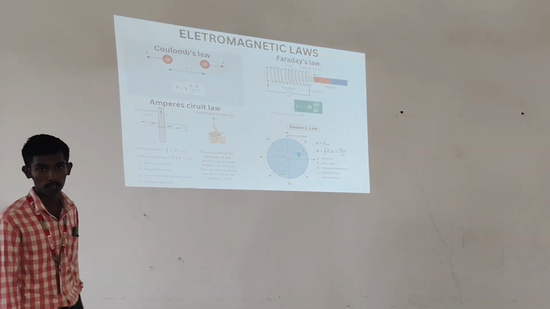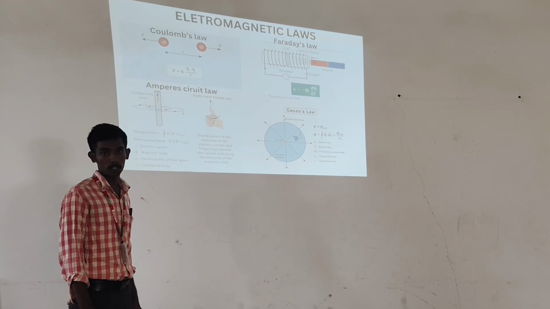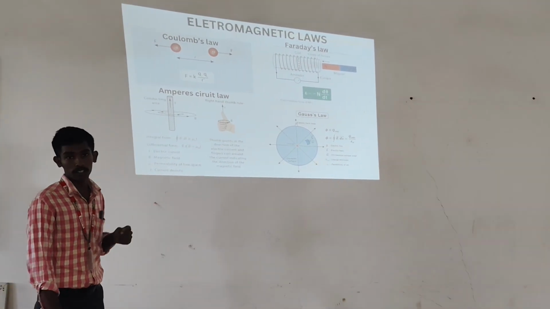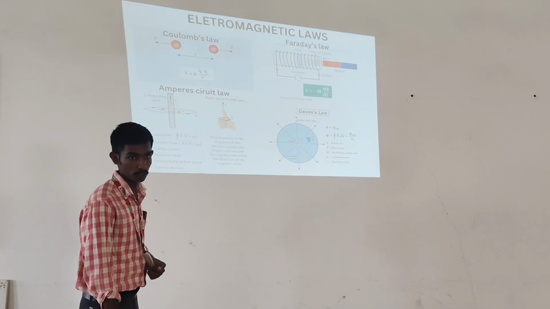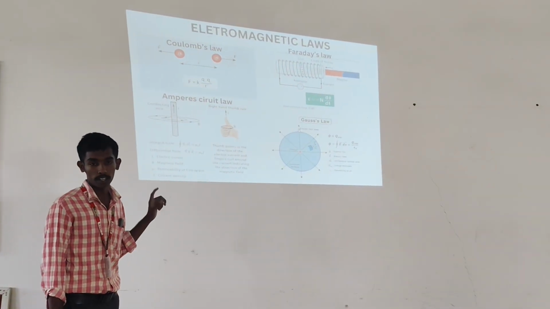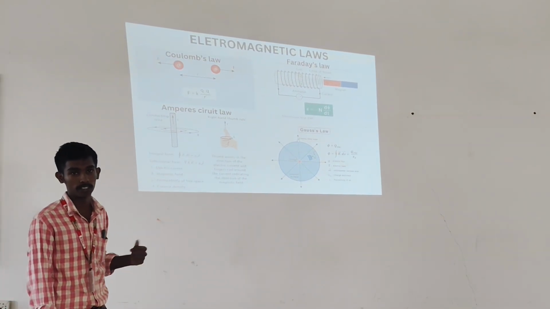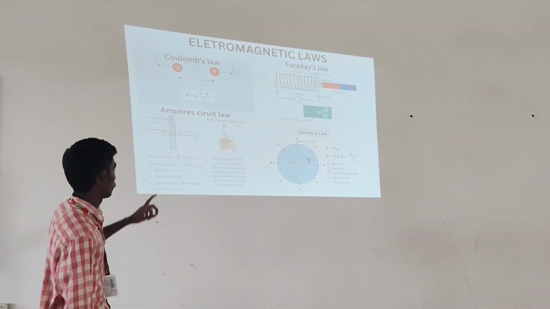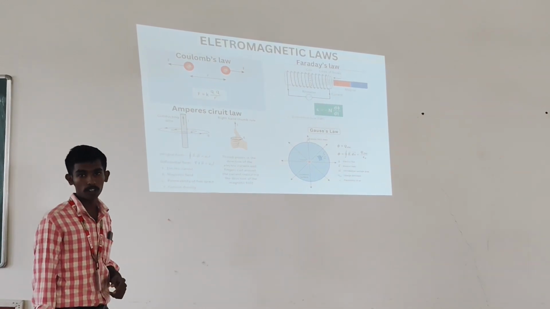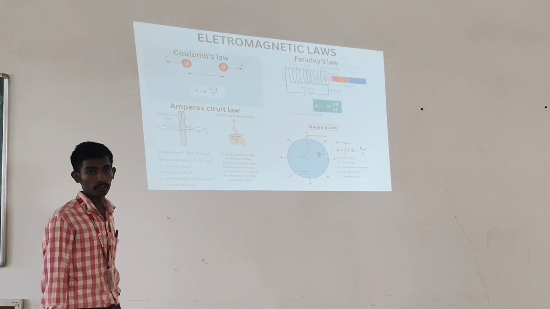First we see about Coulomb's law. Coulomb's law states that whenever two charges Q1 and Q2 are separated by a distance R, the force acting between them is directly proportional to Q1 and Q2, and inversely proportional to the square of the distance. When we equate that, we get the proportionality constant K equal to 1 by 4 pi epsilon naught. Epsilon naught is the permittivity of free space.